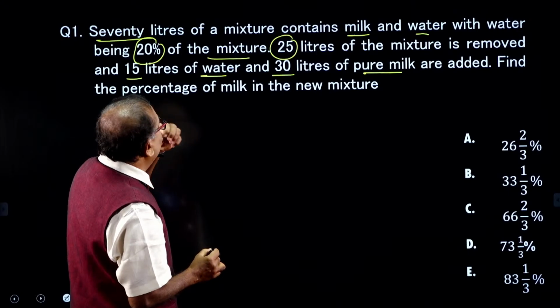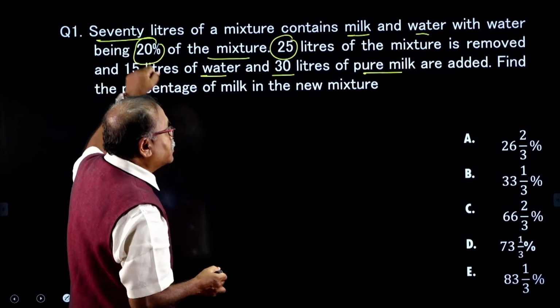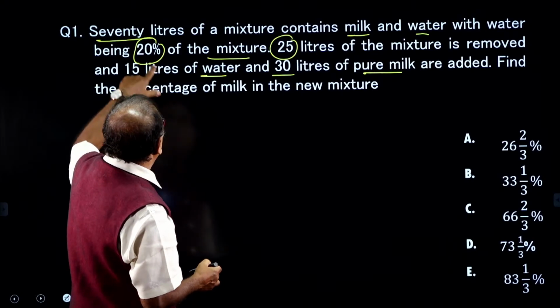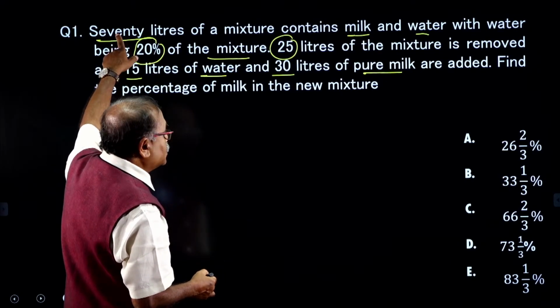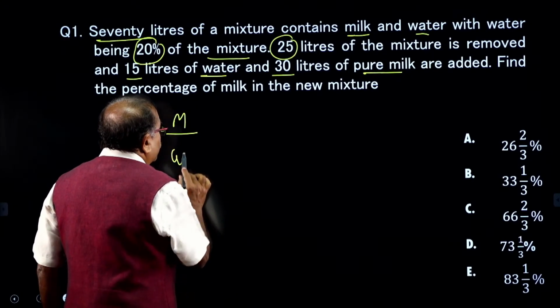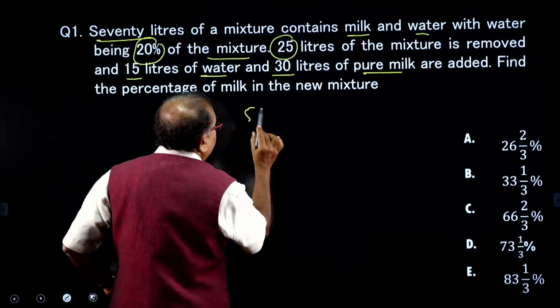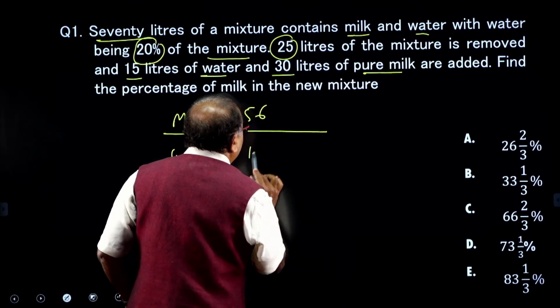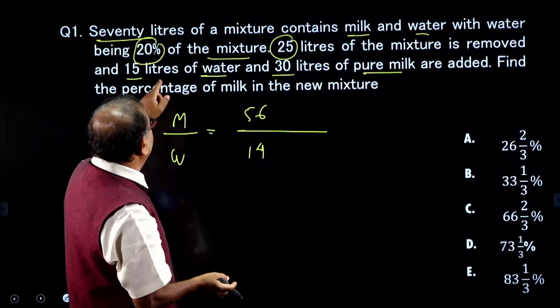So, when you are taking out, can I just find out in the 70 liters how much is water and how much is milk? So, here 20% water is there. So, that is 14. So, here let us write down milk and water. If I take the 80%, 56 is the milk, and here 14 is the water, and whatever changes have taken place, you have to place them.